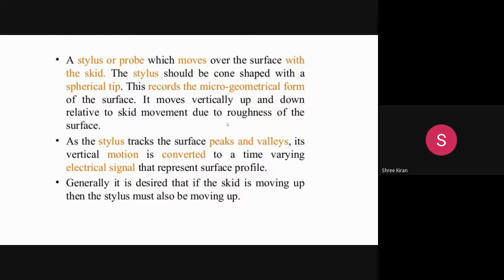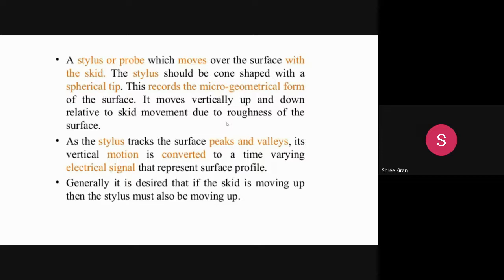Then, as the stylus tracks the surface peaks and valleys, its vertical motion is converted to a time varying electrical signal that represents the surface profile.